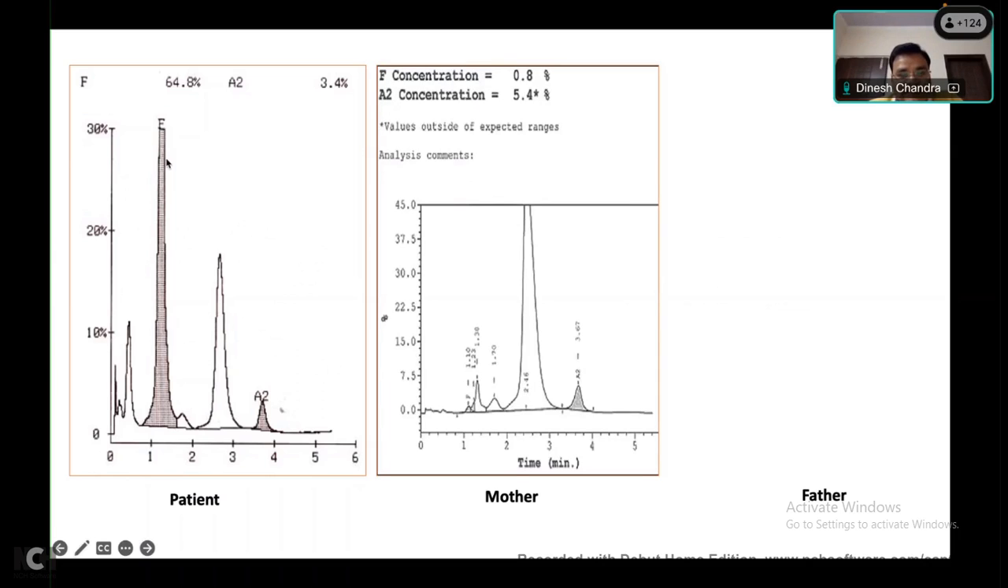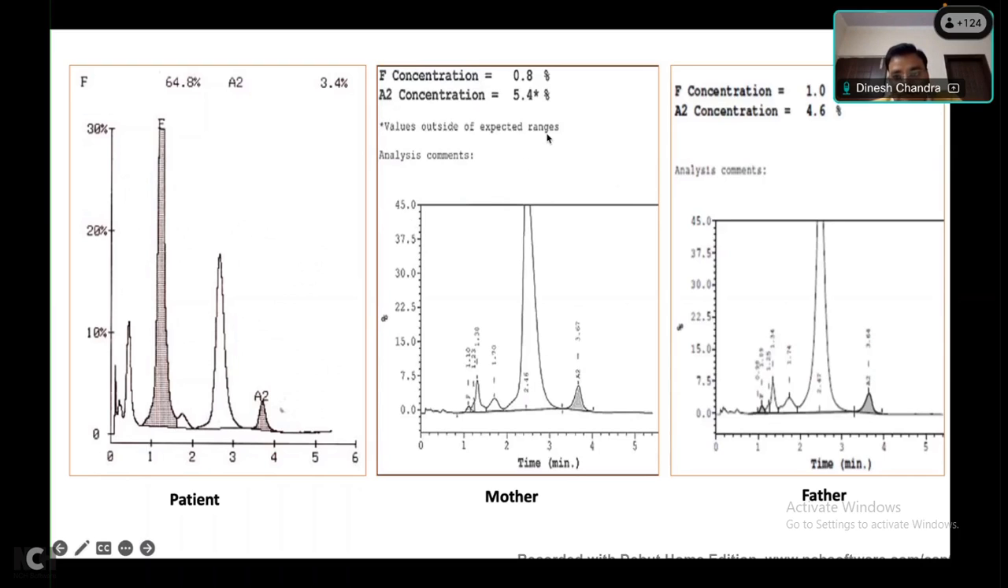So when we did the HPLC of the mother, it is heterozygous, A2 is 5.4, and the father is also having raised A2, which is 4.6. So on this basis, we can make a diagnosis that yes, we are definitely dealing with a case of homozygous beta thalassemia. Is it clear? Yes, sir. So in such a situation, we can do this.